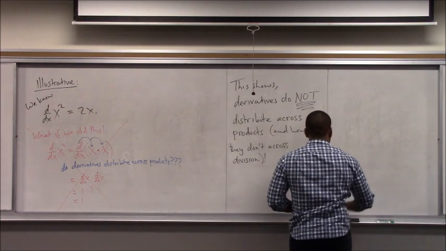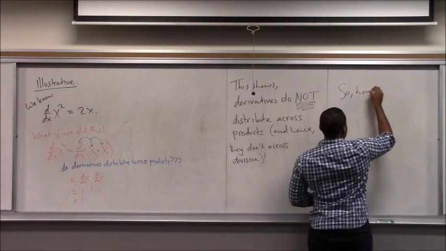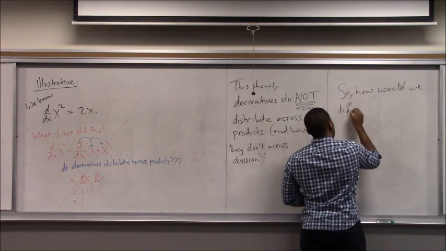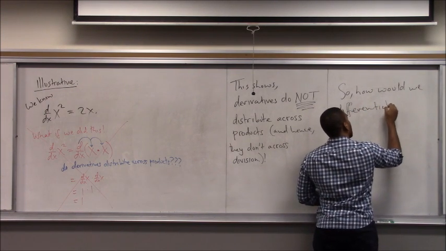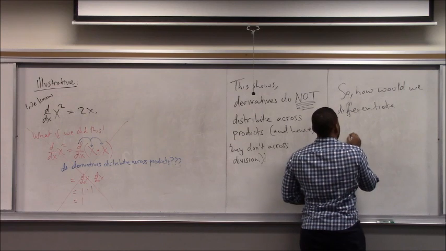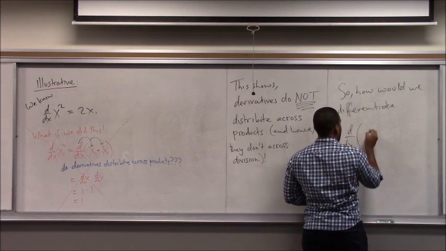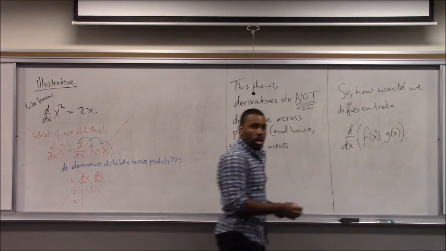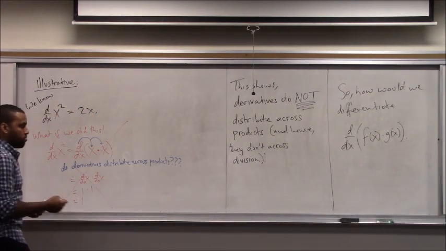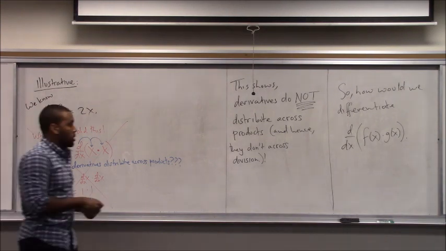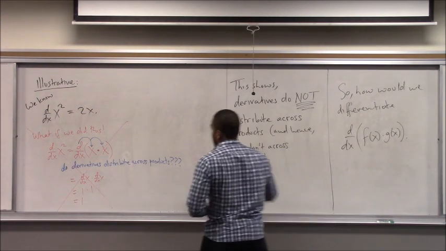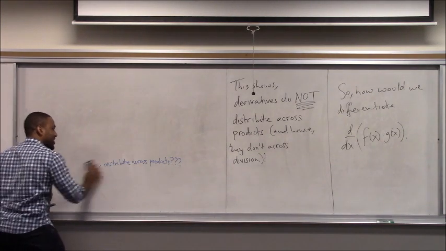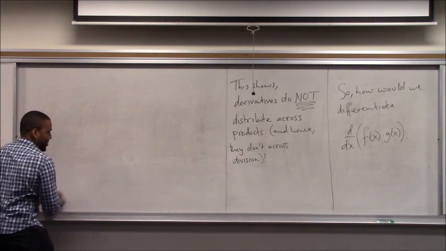So now you might ask yourself, how would we differentiate a product? How would we differentiate something like this, f of x times g of x? How would you actually find the derivative of such a thing? Yes, I know you're all great students and you read ahead, but let's actually figure it out together. Let's pretend we don't know the answer.